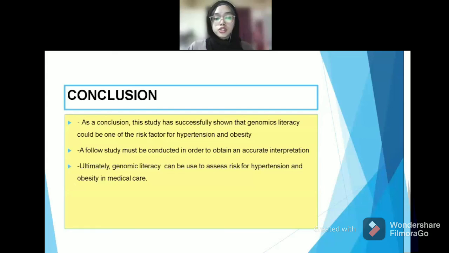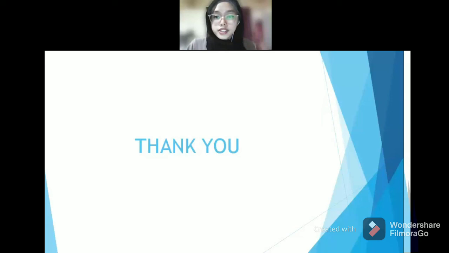Conclusion. As a conclusion, this study has successfully shown that genomic literacy could be one of the risk factors for hypertension and obesity. A follow-up study must be conducted in order to obtain an accurate interpretation. And ultimately, genomic literacy can be used to assess risk of hypertension and obesity in medical care. That's all from us. Thank you.